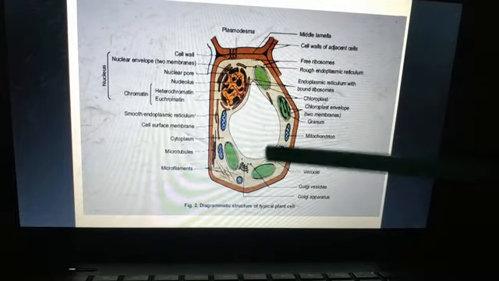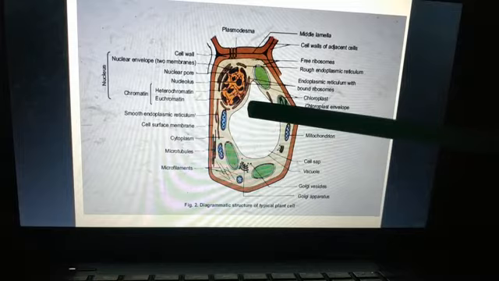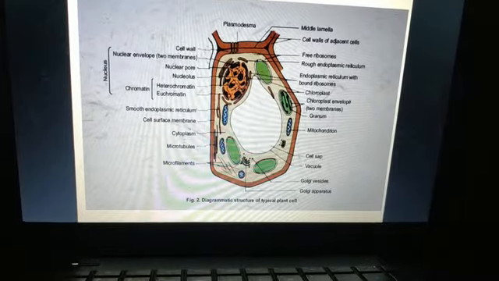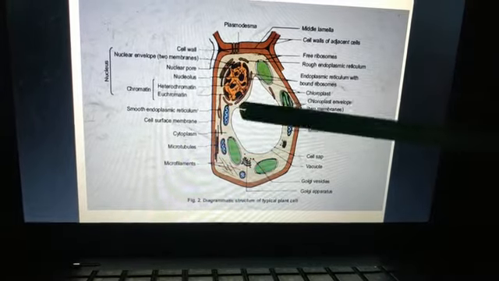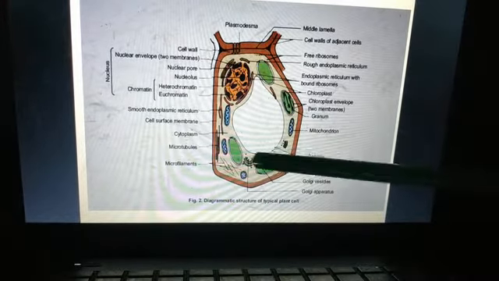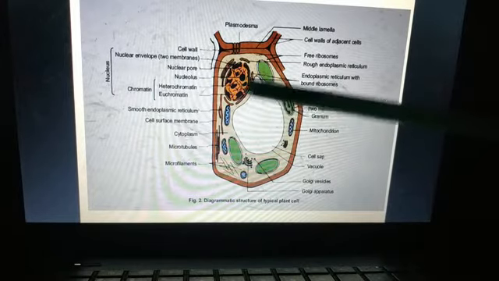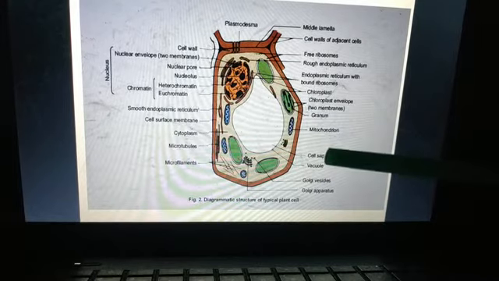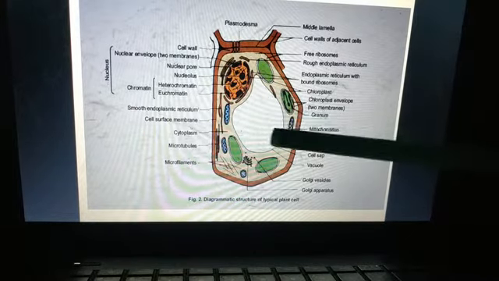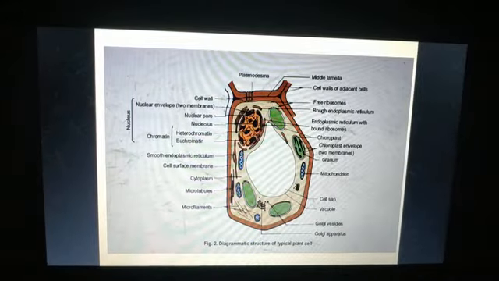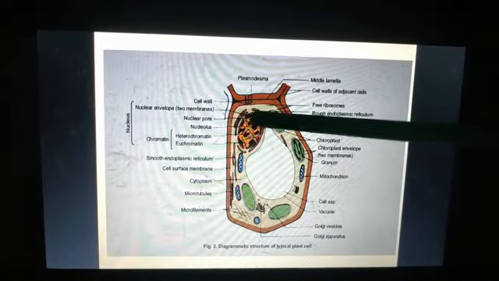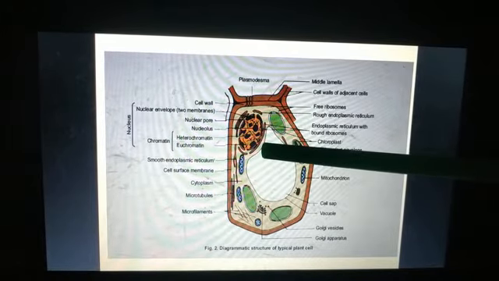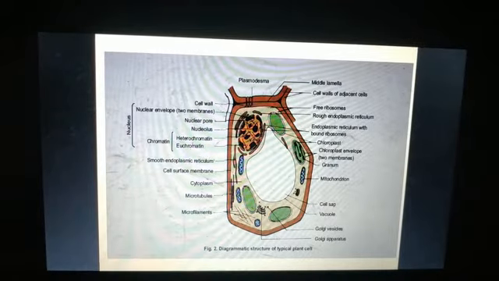Now inside vacuole, a watery substance is filled, and this watery substance is rich in mineral ions, and it is known as cell sap. Cell sap inside the vacuole. Now as I said, nucleus is not present in the center. It is slightly shifted to one corner of the cell.